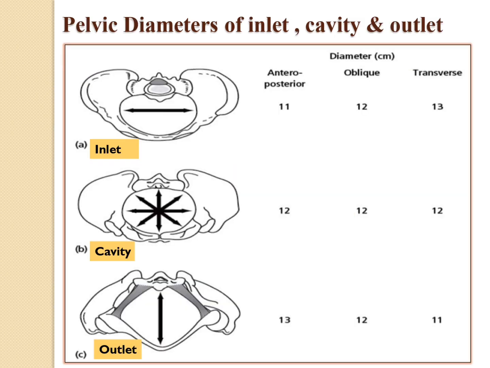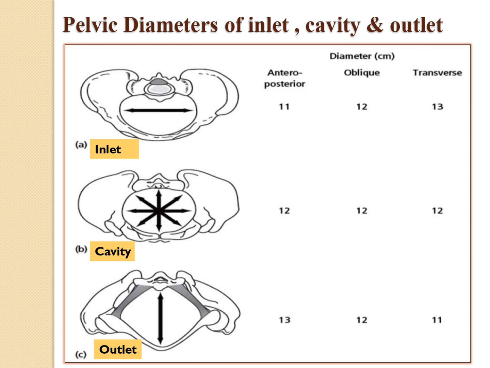This slide shows the brief overview of pelvic diameters of inlet, cavity, and outlet. Now we will discuss anteroposterior, oblique, and transverse diameters of pelvic inlet, pelvic cavity, and pelvic outlet separately. First, we will discuss the pelvic brim or pelvic inlet diameters.